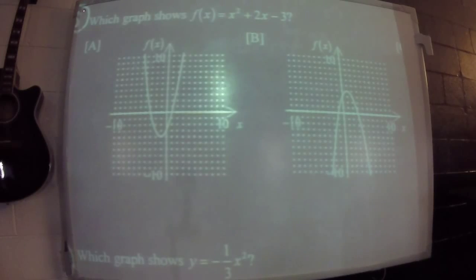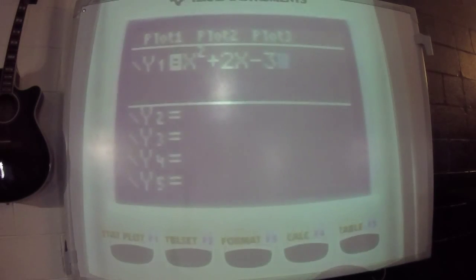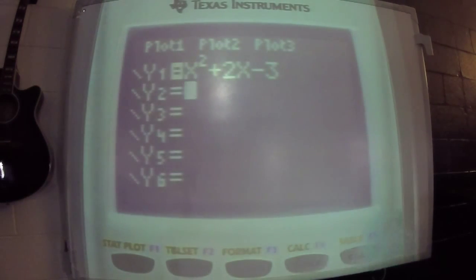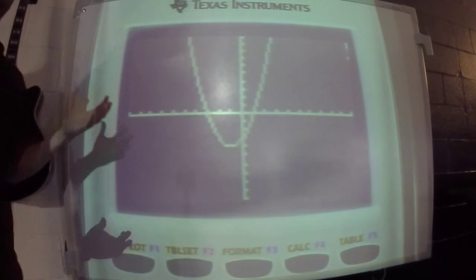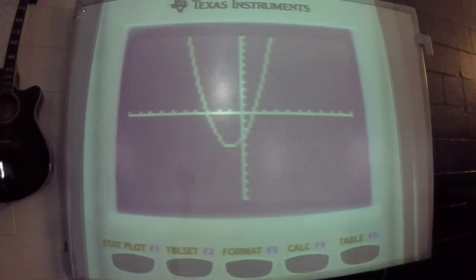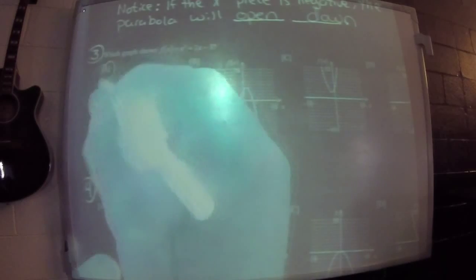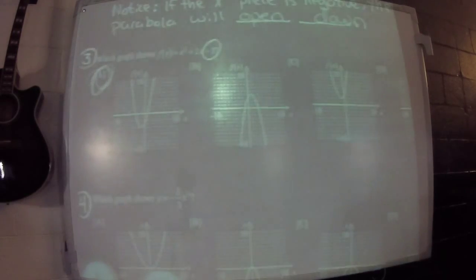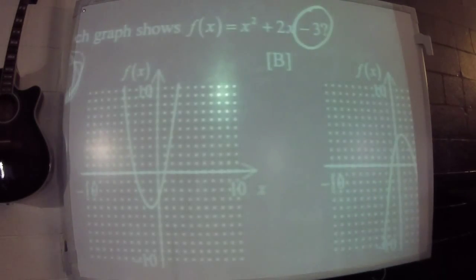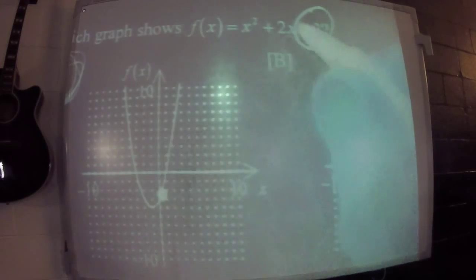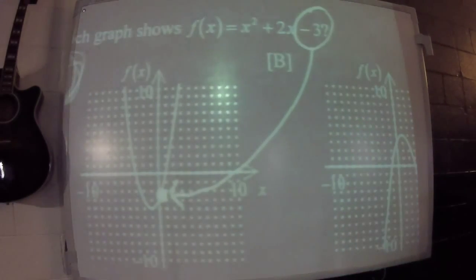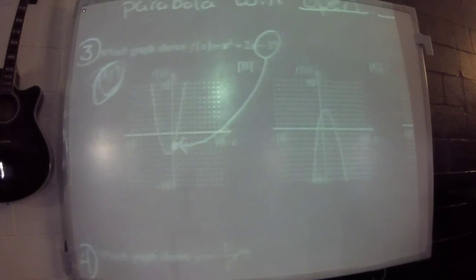Put x squared plus 2x minus 3 into your graphing calculator. And let's see. We'll graph it. It's going to open up again. So between A and C, this one is more like what? A. But for a second time, notice this minus 3 right here. Notice where you cross the y-axis right here. Might be a hint for something that you can pick up on these next ones.